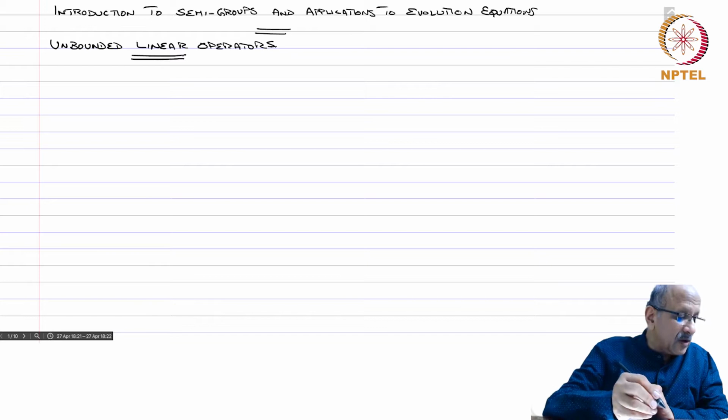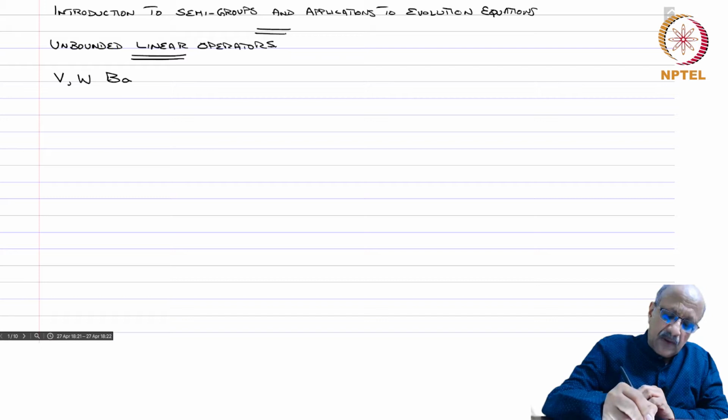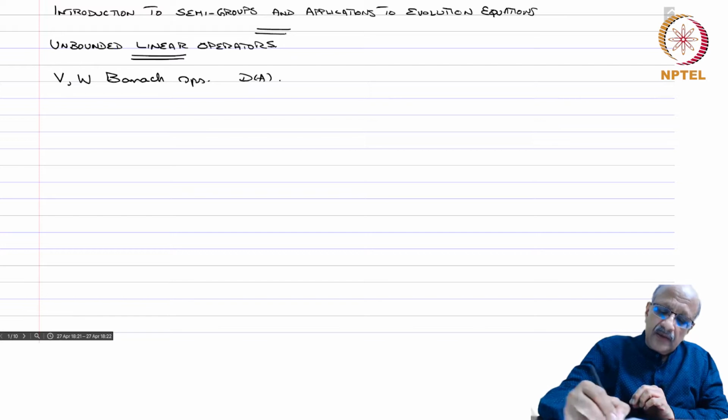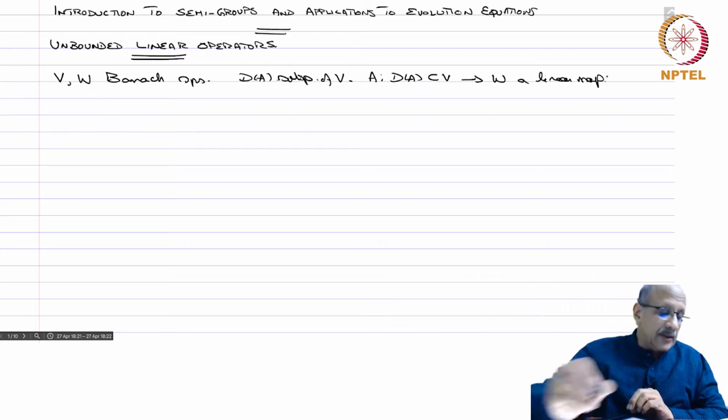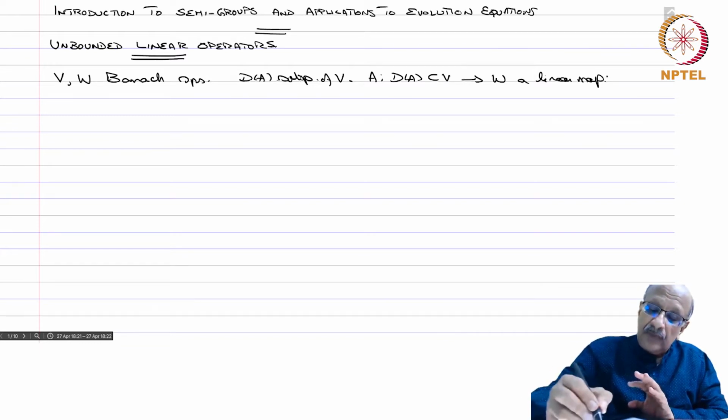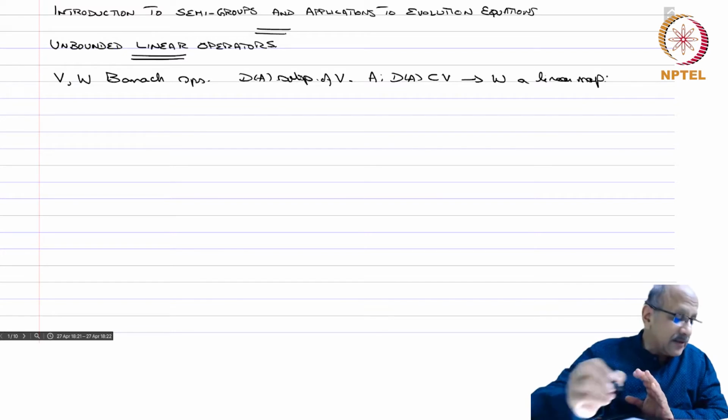Okay, so we start with, we take V and W Banach spaces, and D of A is a subspace of V, and A from D of A into W, so this is contained in V into W, a linear map. So, a linear operator will henceforth be of this kind, namely it is defined on a subspace of V, not necessarily on the whole of V, and it is a linear map.